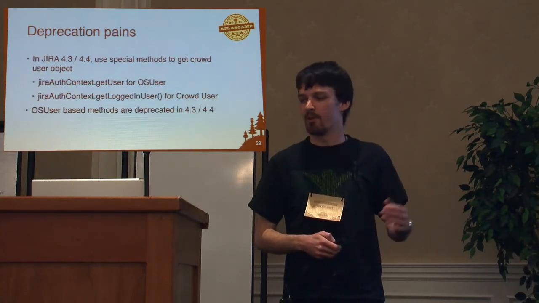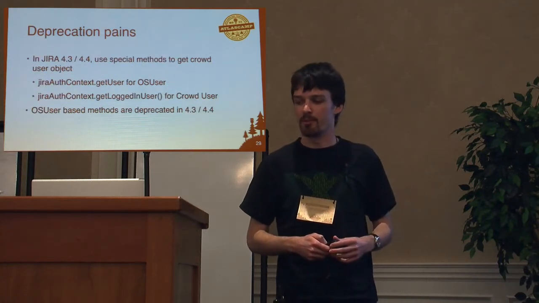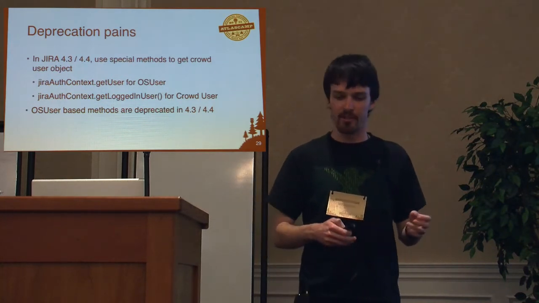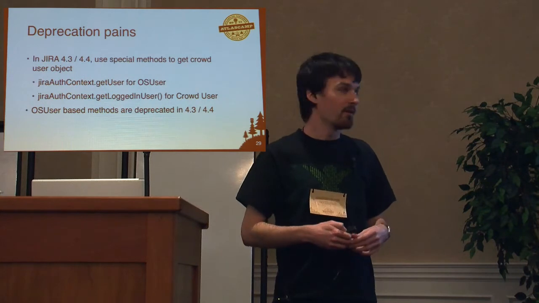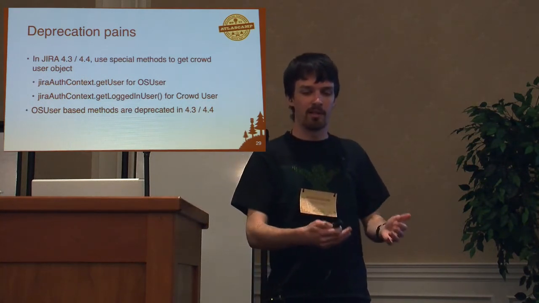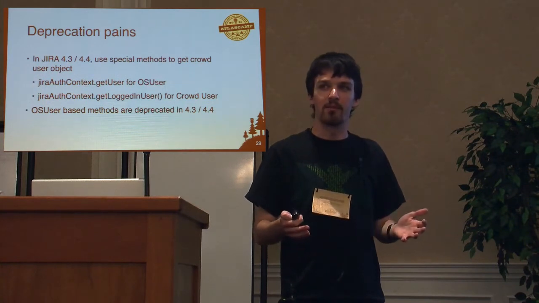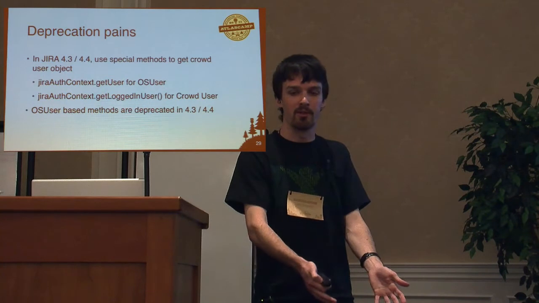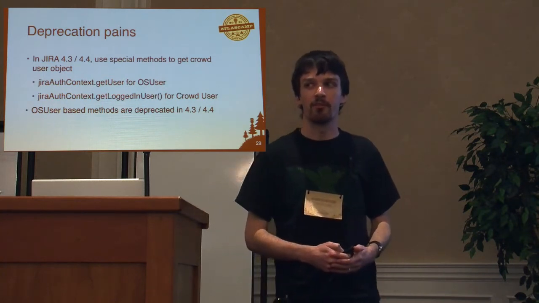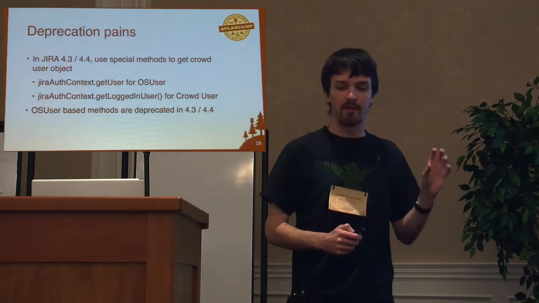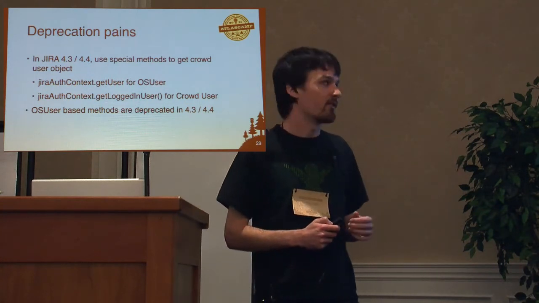One thing that we did hit whilst we did this was that there was a number of pains with deprecation. So in JIRA 4.3 and 4.4, the new methods introduced, such as getLoggedInUser, to be able to return the embedded Crowd user, were the favored methods to be able to get user objects, which is obvious because we knew that we were removing OpenSymphony user as soon as JIRA 5.0 came out. But in the process, we then deprecated the older methods, such as getUser.